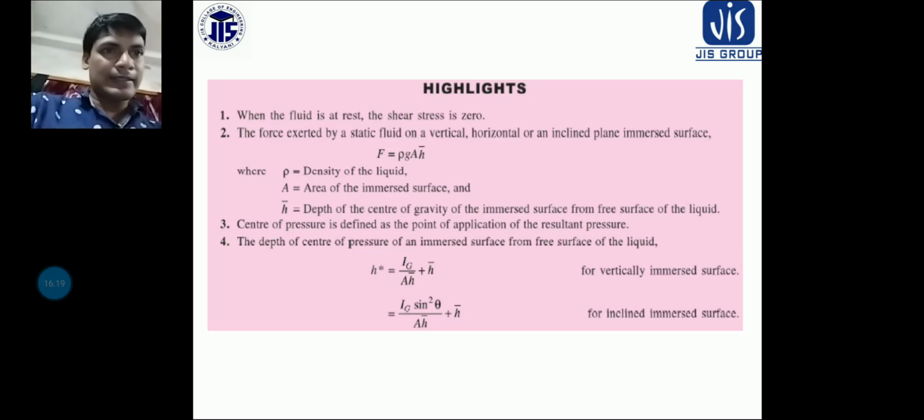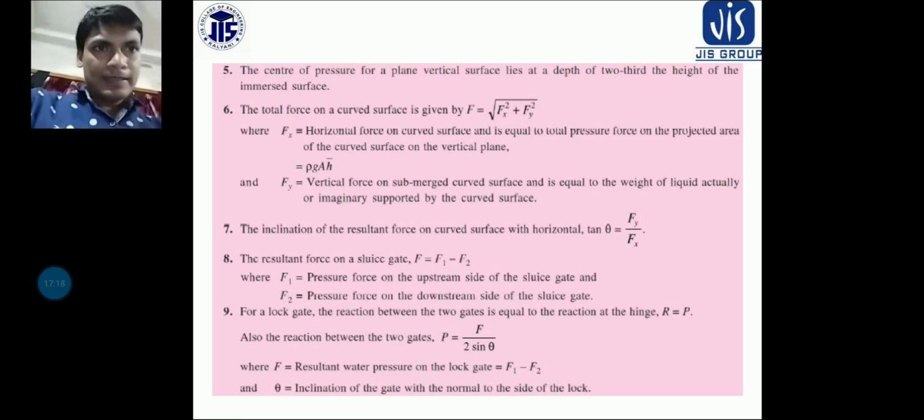Center of pressure is defined as the point of application of the resultant force, and h star is equal to this formula for vertical immersed surface, for inclined immersed surface, Ig by A h bar plus h bar, and Ig sin square theta by A h bar plus h bar for inclined one. Okay, next is your center of pressure for a plane vertical surface lies at a depth of 2/3 of the height of the immersed surface. Okay, so this you have to remember.